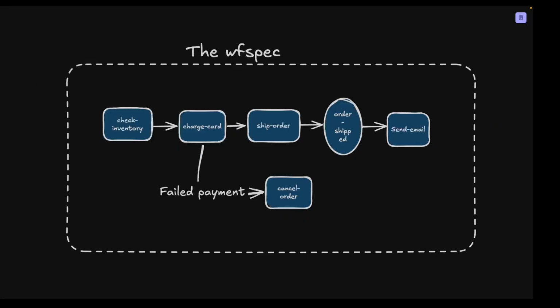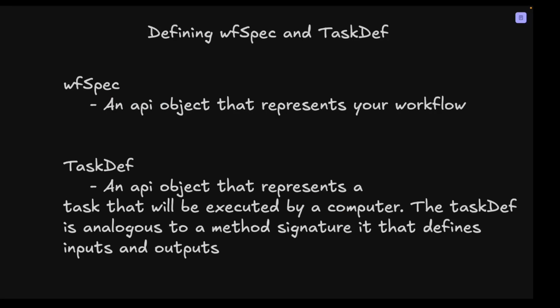So the workflow spec in LittleHorse is composed of nodes and conditions, which we'll talk about later, but using these building blocks, you can represent your workflows. So if we were to define the workflow spec and the TaskDef, the workflow spec would be an API object that represents your workflow. The TaskDef would be an API object that represents a task that will be executed by a computer. The TaskDef is analogous to a method signature in that it defines inputs and outputs.